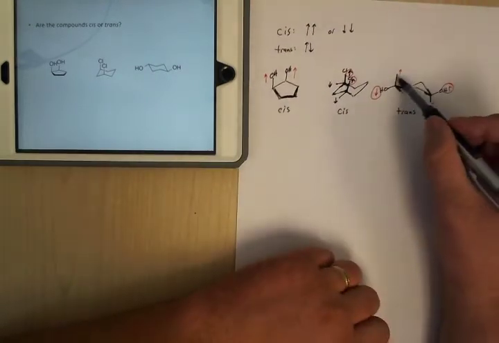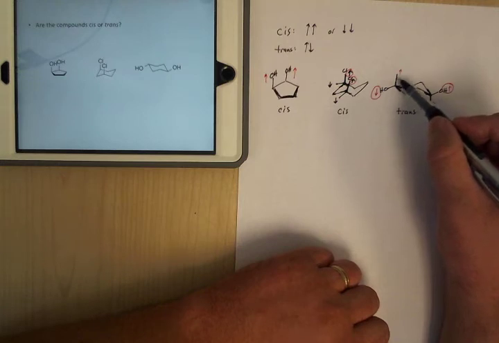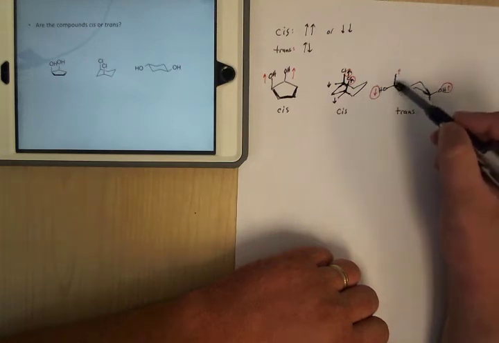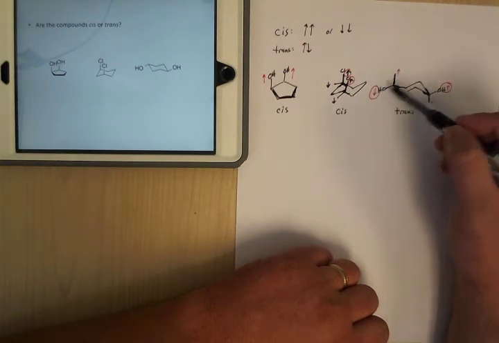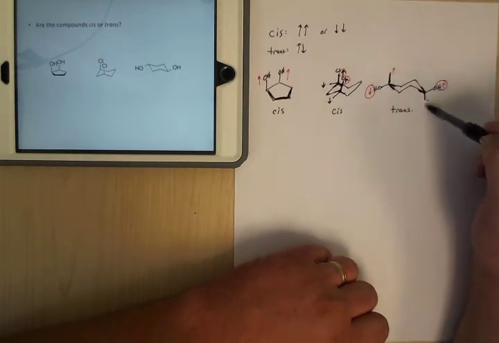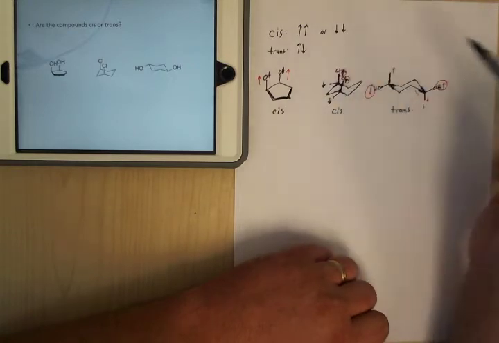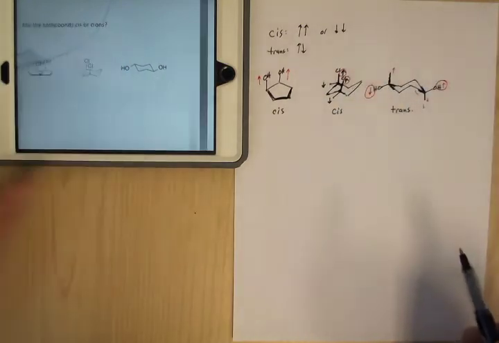Okay, so if you figure out where the axial is, that'll tell you if that one is up or down. That means the equatorial is the opposite. So if this one's pointed up, this means that the axial is up. That means equatorial is considered down. In this case, the axial is down here, so it means the equatorial is up. Okay, we have a down and an up, trans. There you go.